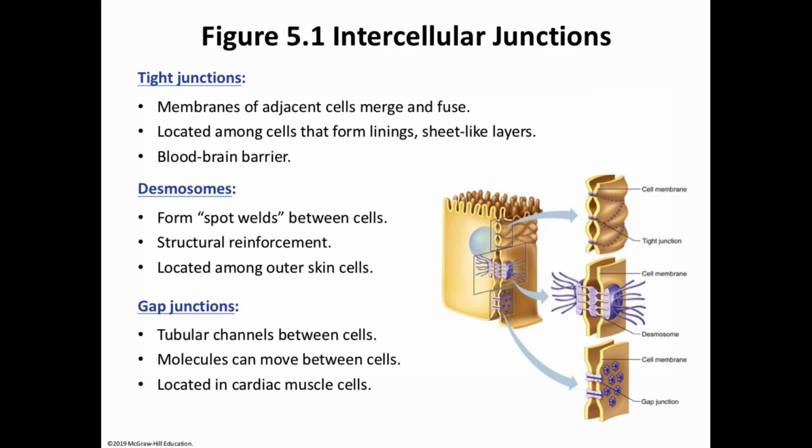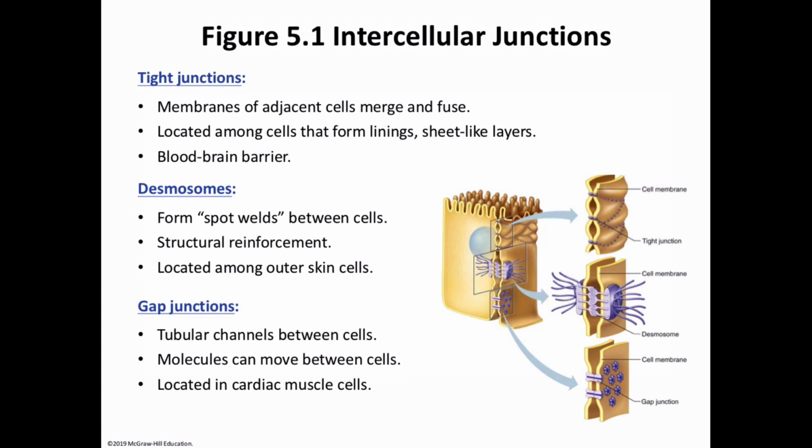The next would be the desmosome. Desmosomes are like spot welds on our skin cells. They are that reinforcement structural unit, and we find those on our outer skin cells.